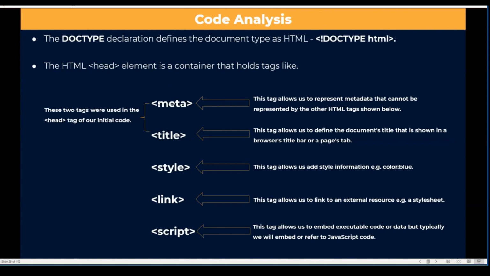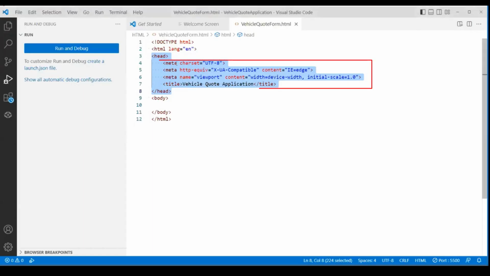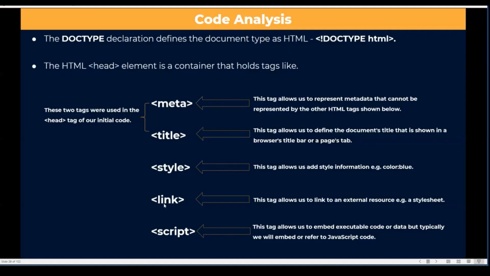Also within our code, we can see that there are things like meta tag, title, style, link, script. So each one of those do different things. These 2 tags were used in the head. So if we go back into our code, we can see that we have meta and title within the head. Style, we could use a style tag to color things, but that's a part of what we will do within CSS. So this is just pure HTML.